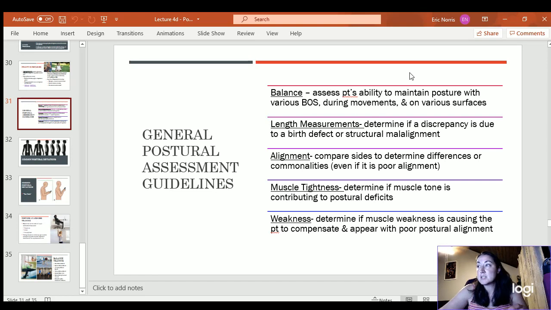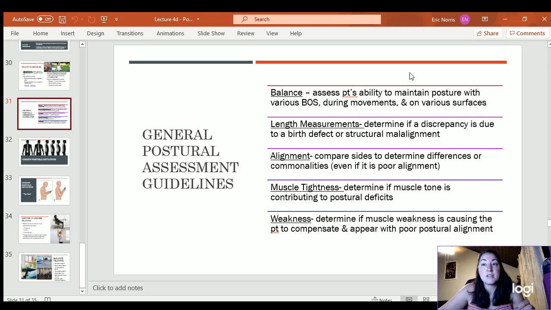Length measurements, of course, you want to look at leg length. We already spoke about that. Alignment, you always want to compare one side to the other to look at differences or common things. Even in poor alignment might be the same on both sides, which might tell you it's more structural than a muscle imbalance.